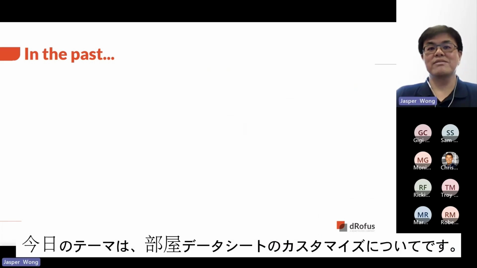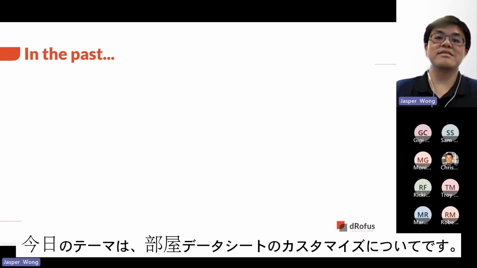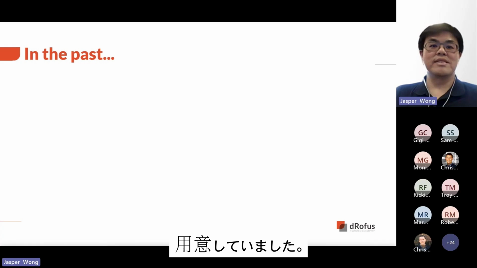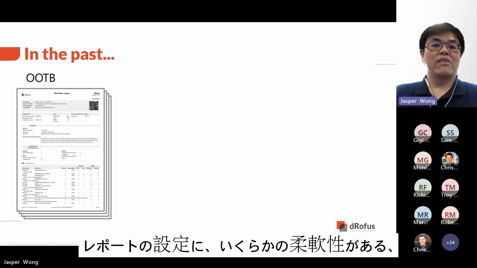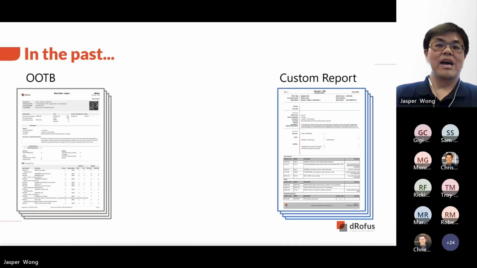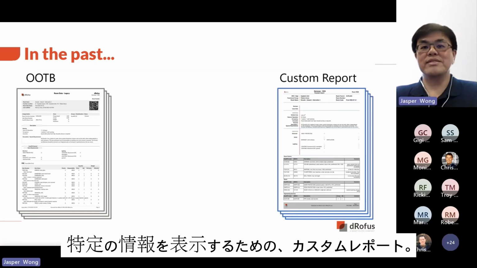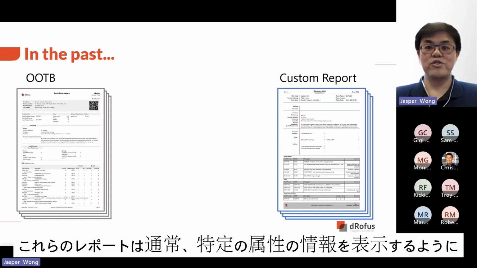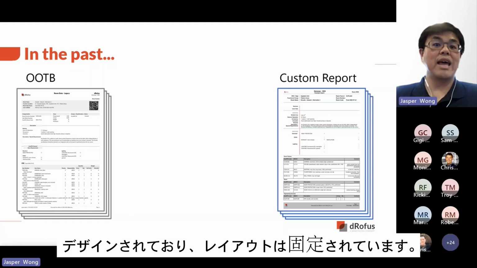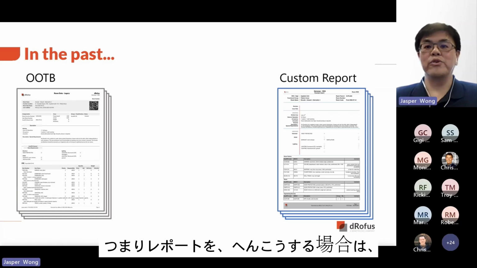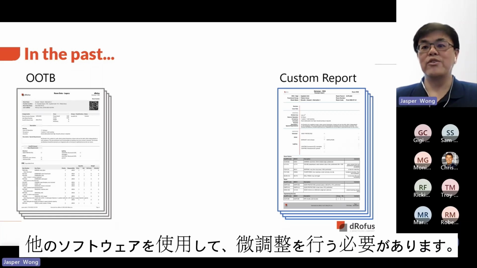Focusing into our topic today of customizing room data sheets. Up until recently, we have two styles of reporting templates. Out-of-the-box template, where there is some flexibility with the report setup. Custom reports for specific presentation of information. These typically are designed to show specific attribute information and have their layout fixed, meaning any changes to the report require some tweaks using other software.